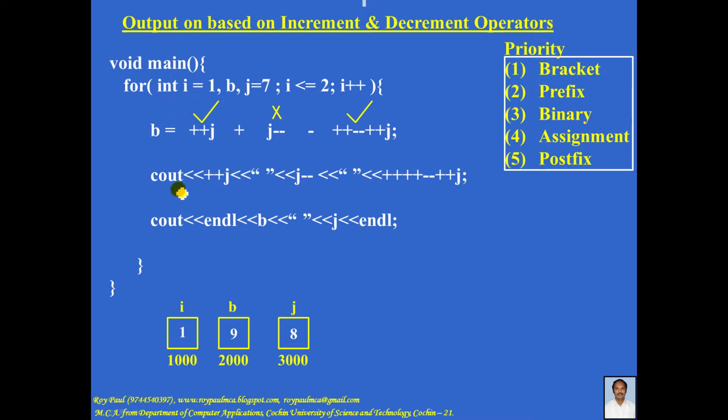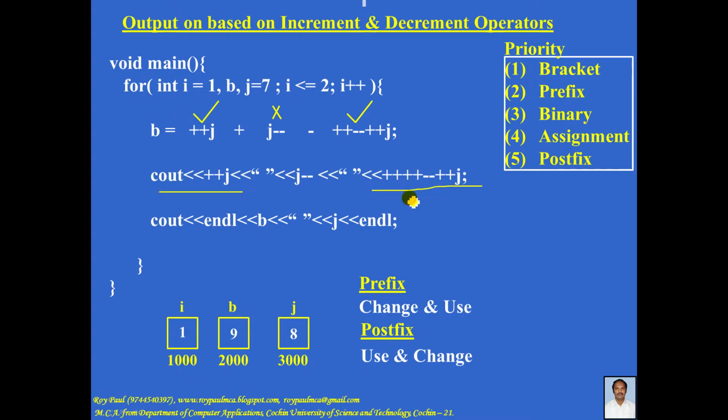Output operator. Calculation must be done from right to left. Now along with the output operator, if a prefix operator comes, the rule is change and use. And if a postfix operator comes, use and change. So here, this is prefix. So change first, change and use. Change is always made in the memory and use it for the output operator, which means the answer appears in the computer's monitor. So now your J contains 8.